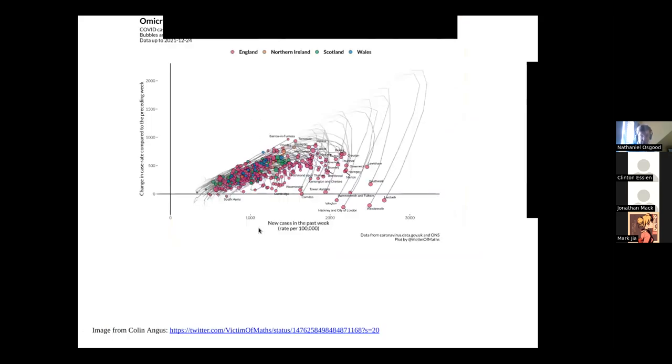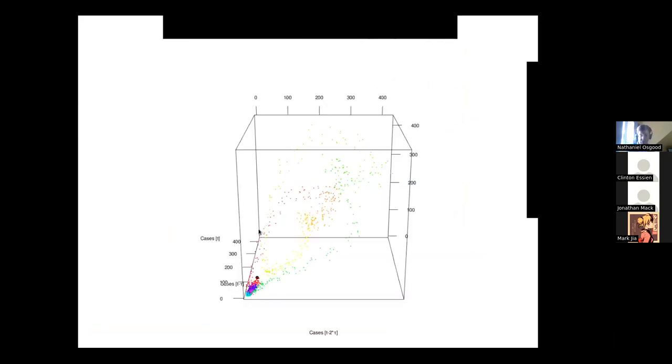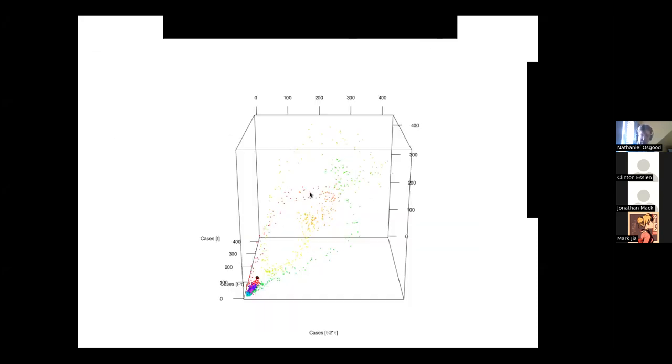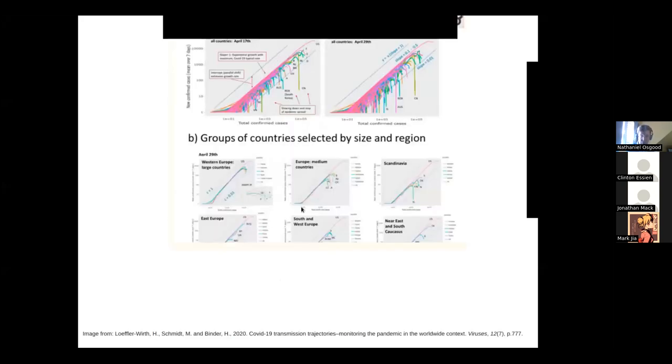Or we can look at the evolution of new cases in the past week and the change in case rate for this week compared to the others. And you could see these arcs. Or here, in data noisified from Saskatchewan, in terms of the evolution of the system and successive waves of the pandemic.